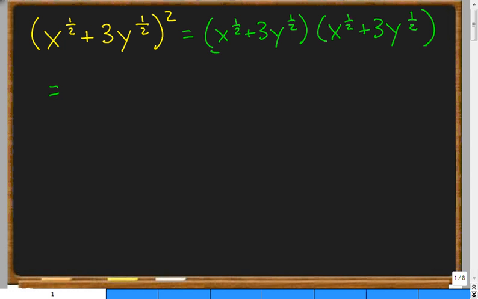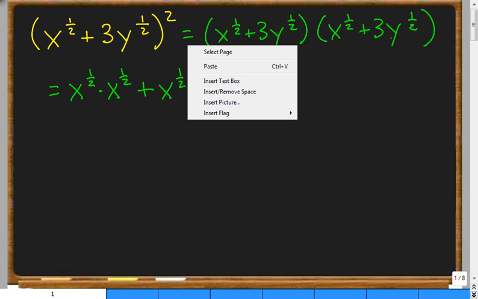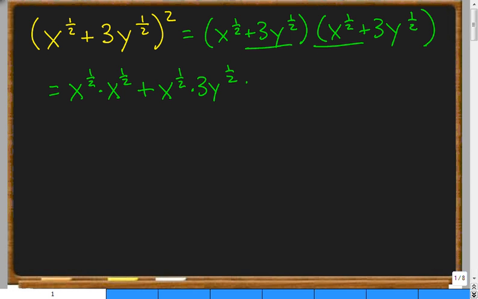Now, to FOIL, you multiply x^(1/2) times x^(1/2). The outside is going to be x^(1/2) times 3y^(1/2). Your inside is plus 3y^(1/2) times x^(1/2). And then finally we have plus 3y^(1/2) times 3y^(1/2).